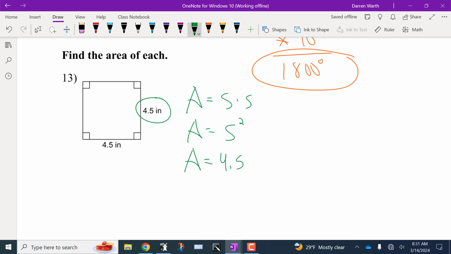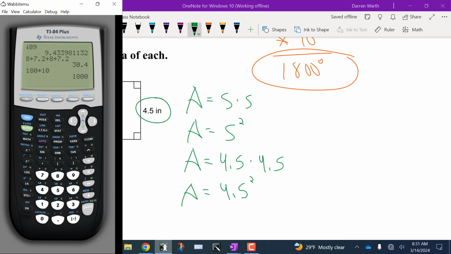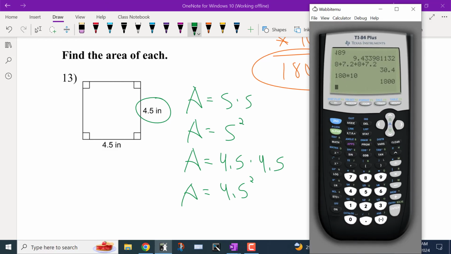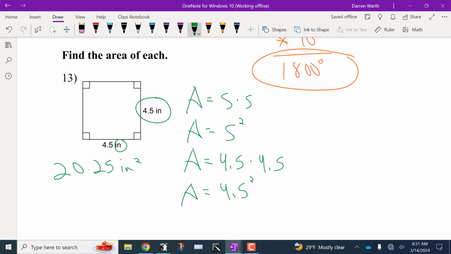So I got 4.5 times 4.5, or in other words, 4.5 squared. And we can go ahead and find out what the area of that rectangle is. So take your calculator, type in 4.5 times 4.5 or 4.5 squared, and that's going to come out to be 20.25. Notice when I take inches times inches, I get inches squared. So anytime you see a unit being squared, that means it's referring to that object's area.